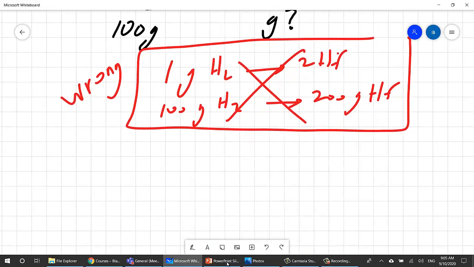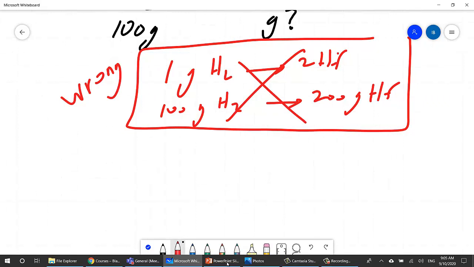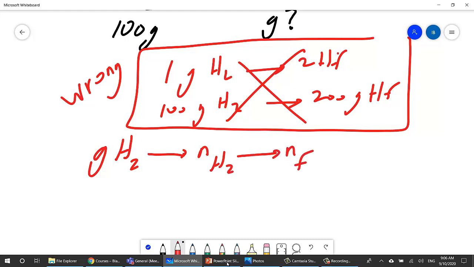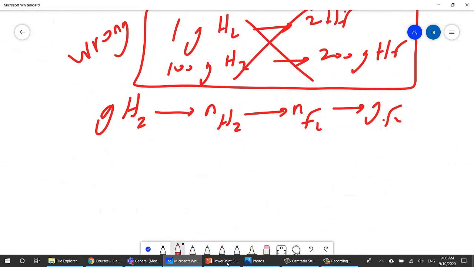So the way you do this, my friends, the best way to do it is you go from the grams of hydrogen, you convert that to moles of hydrogen. N means number of moles. And then from that you can calculate the number of moles of F2, and from that you can calculate the grams of F2. So you can do it either with unit analysis or using formulas. Let's first do it the school way, the way that you learned in school.